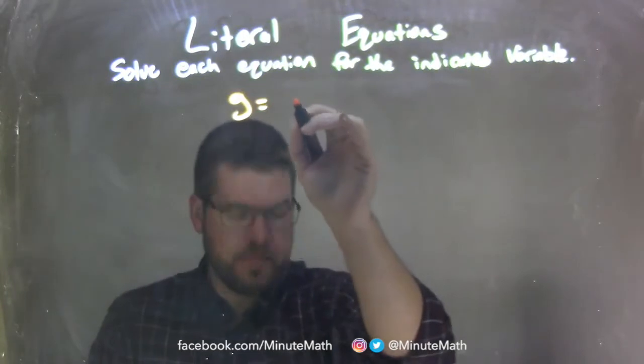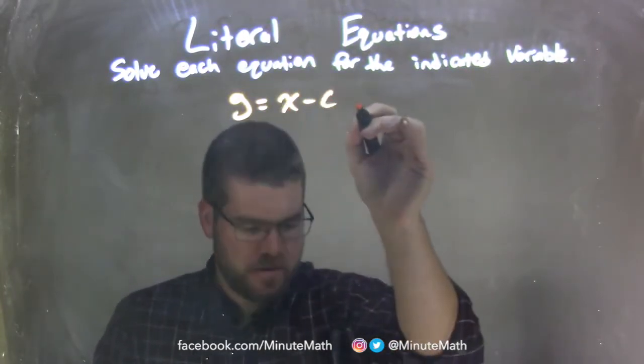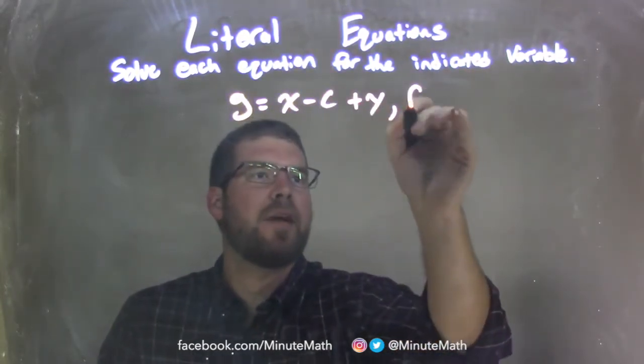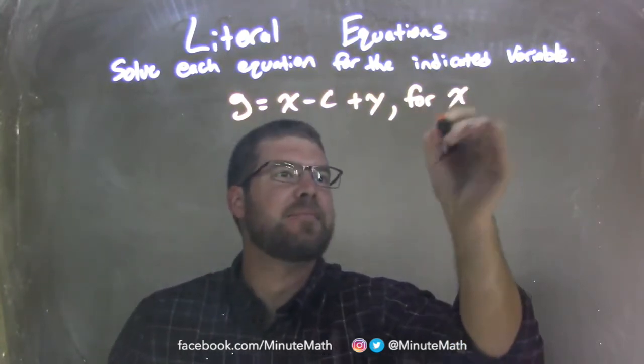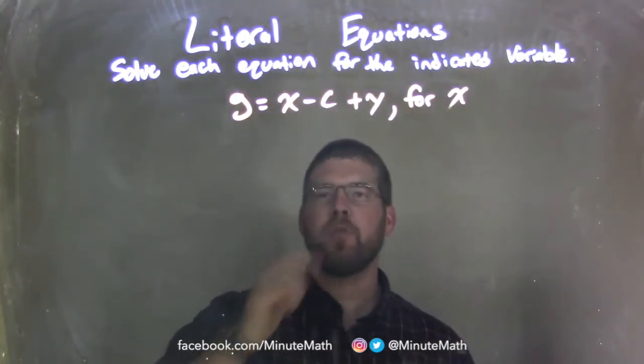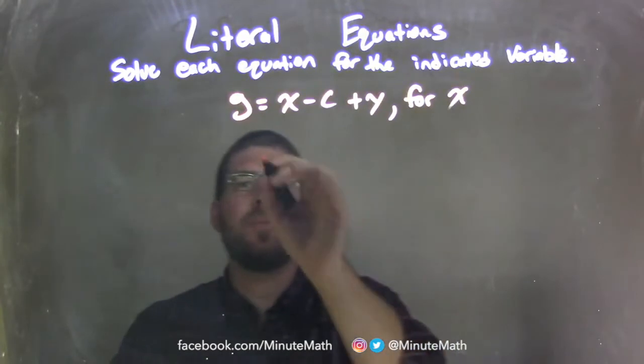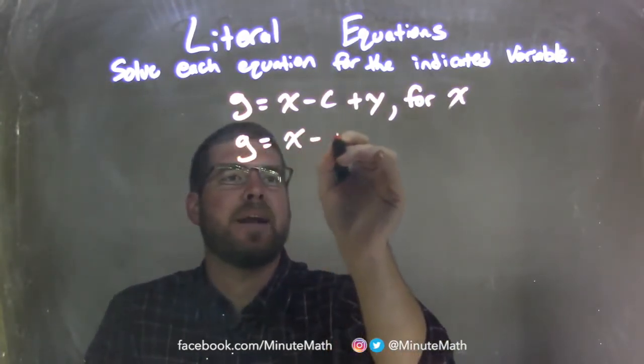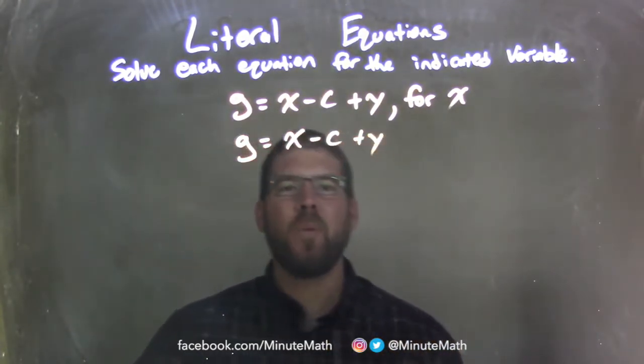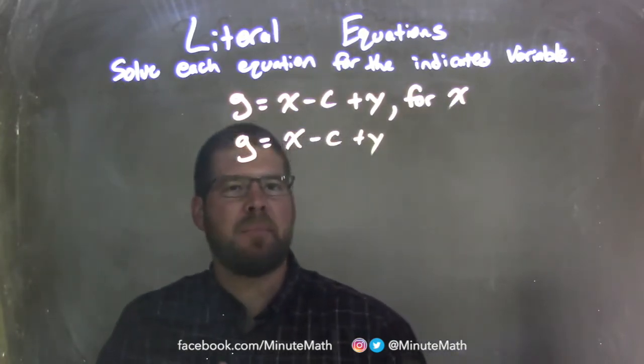G equals x minus c plus y, and we're solving that for x. Okay? Well, we need to solve for x. So what I'm going to do here is rewrite my equation: g equals x minus c plus y. And we can probably do all this in one step. So let's go for it.